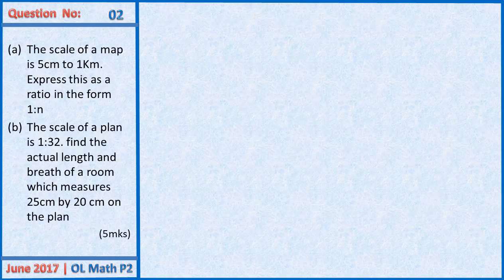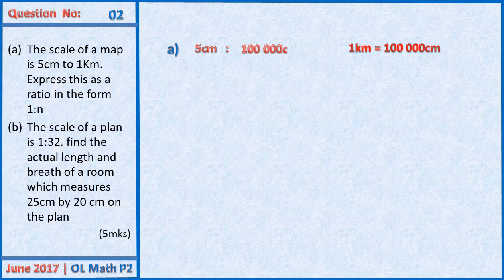Question number 2. The scale of a map is 5 cm to 1 km. Express this as a ratio in the form 1:n. Note that the scale is 5 cm to 1 km, but the units are not the same. We must put them in the same units before we simplify. And 1 km is the same as 100,000 centimeters. So I'm going to replace 1 km by 100,000 centimeters. And dividing both sides by 5 centimeters, we will have the scale to be equal to 1:20,000. That is the scale. The units have cancelled out.